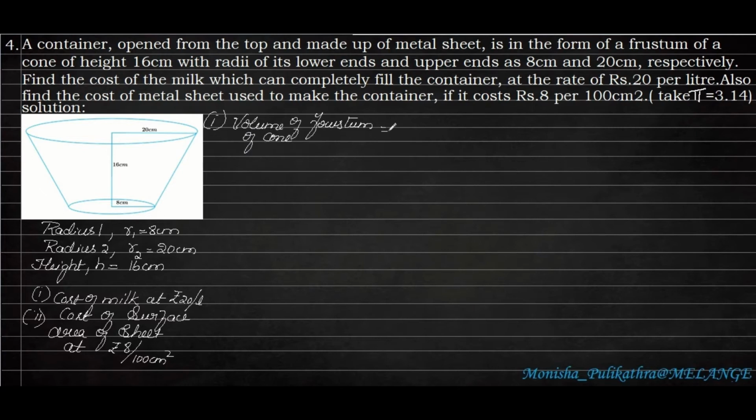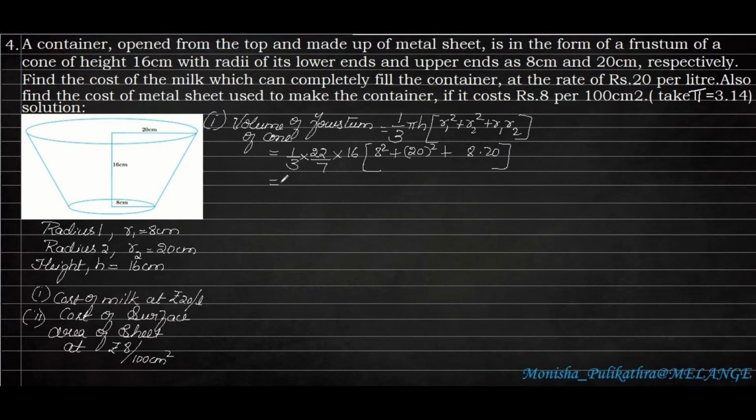So volume of frustum of cone is equal to 1 by 3 pi h, r1 square plus r2 square plus r1 r2. So 1 by 3 into pi h. So 22 by 7 into h is 16. R1 square, so R1 is taken as 8. So 8 square plus R2 square is 20 square plus R1 R2, that is 8 into 20.